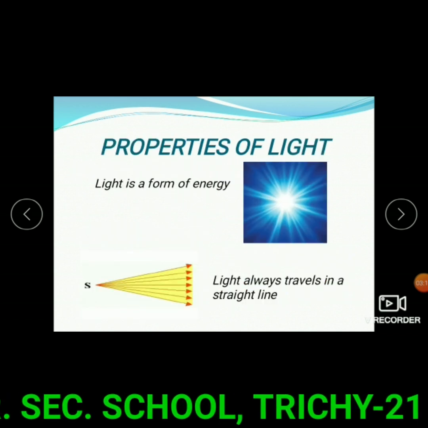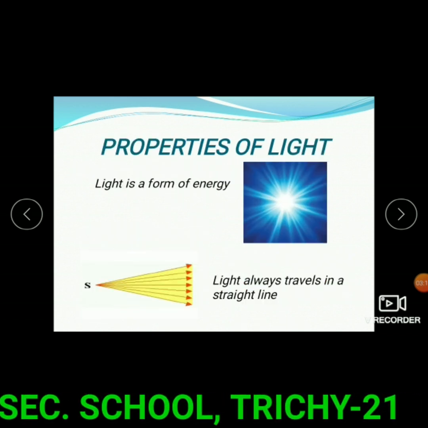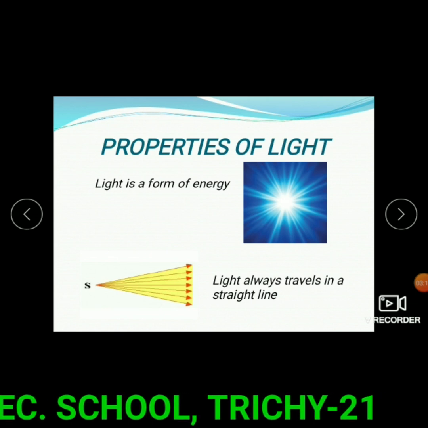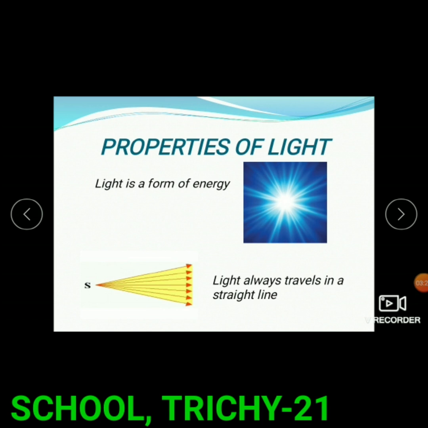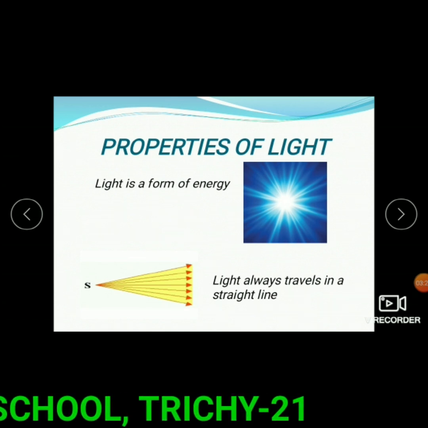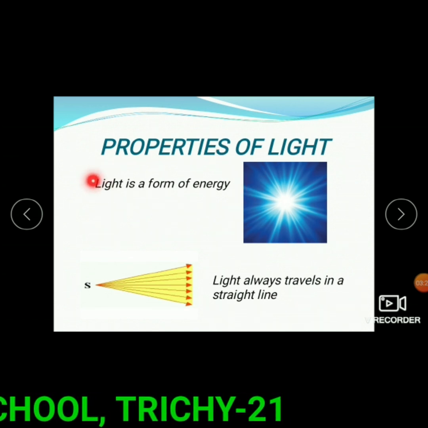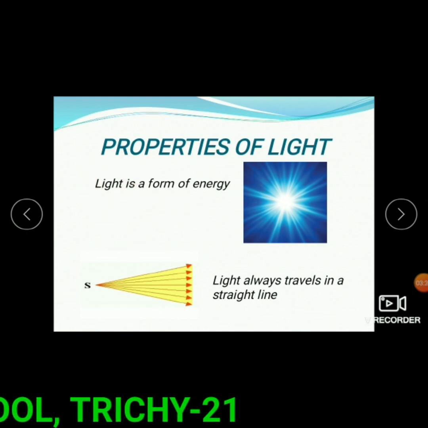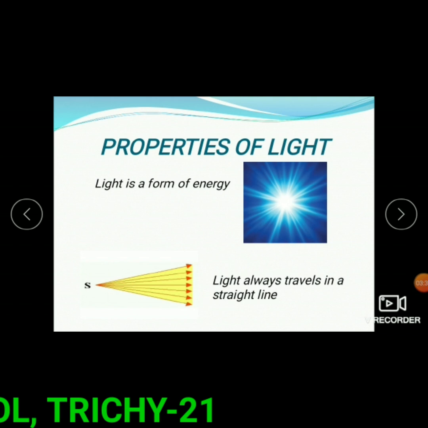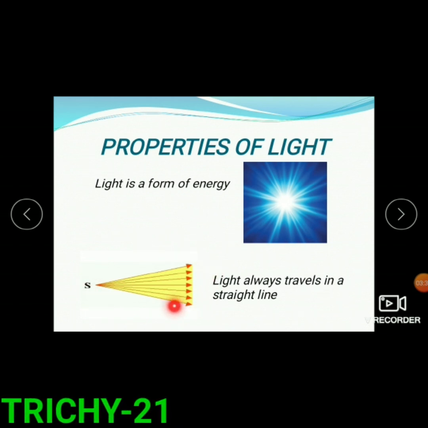So next we are going to recall the properties of light. Already you have studied these properties in the lower classes. So first property is light is a form of energy. So it is one type of energy. Second property is light always travels in a straight line. So these are light rays. These light rays travel in a straight line.